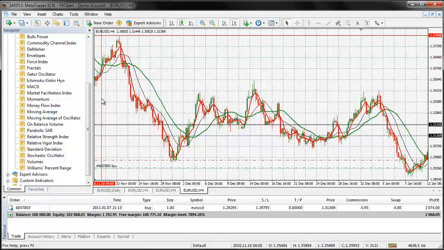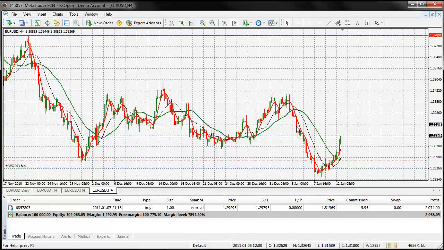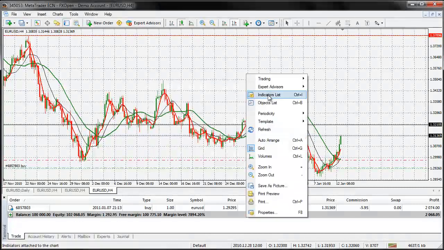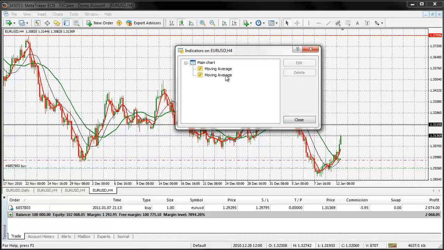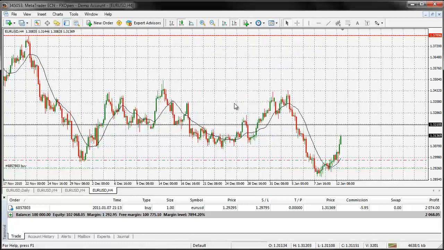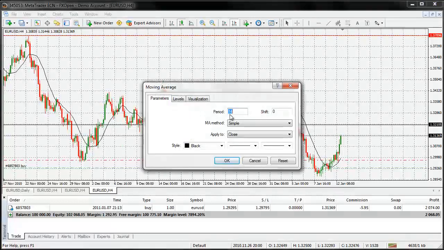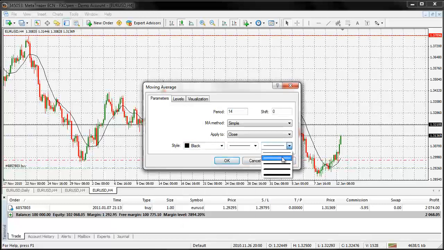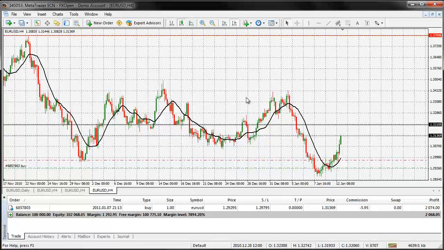Okay, now let me just remove this out of the way, and let's give you another example of what we can do here. Okay, alright, I'm just going to go to my indicators list and remove a bunch of these and just stick with one of them for the time being. Now, this one here I believe is actually the default. So it's set to a period 14, and I've just coloured it black. I'm going to make it a darker black for this example.